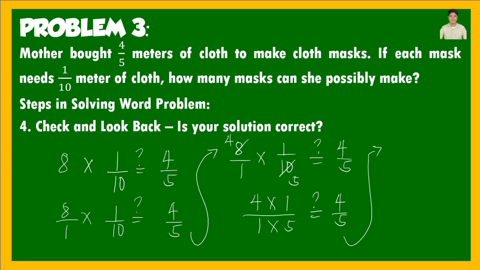Four times 1 is 4. 1 times 5 is 5. Therefore, 4/5 is equal to 4/5. So, ibig sabihin yung nakuha nating sagot na 8, tama po. So, dun sa binili ni mother na 4/5 meter ng cloth, ang magagawa po niyang cloth mass is 8.